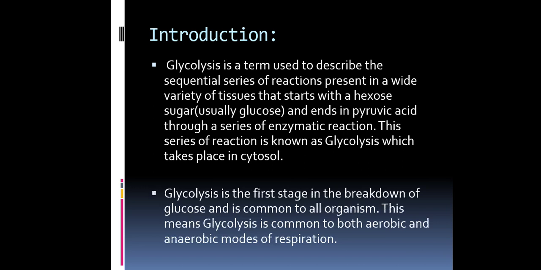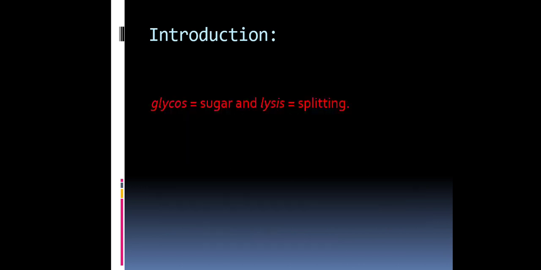Glycolysis is the first stage in the breakdown of glucose, and it's common to all organisms. When we say that, it means that it is common to both aerobic and anaerobic modes of respiration. Now, glycolysis originated from two Greek words: glykos and lysis. Glykos means sugar and lysis means splitting. So basically it is the breakdown of a sugar molecule, or glucose molecule in our case.